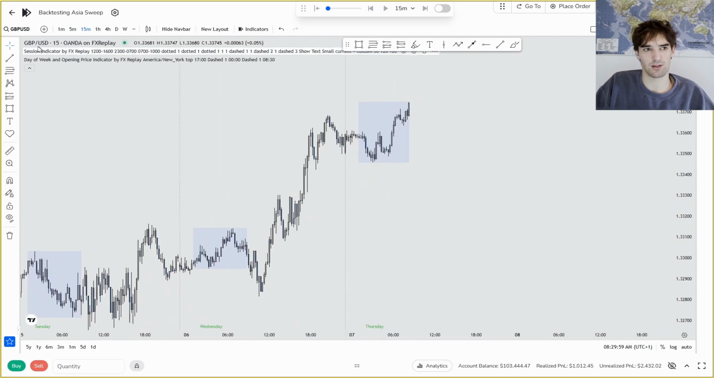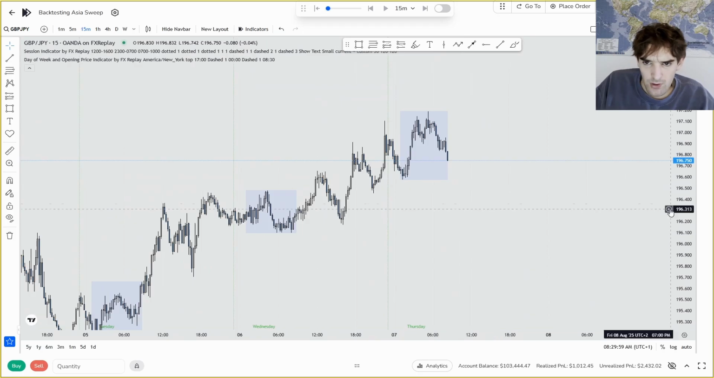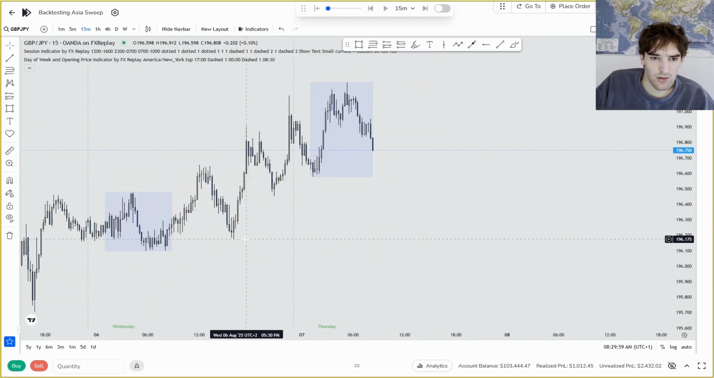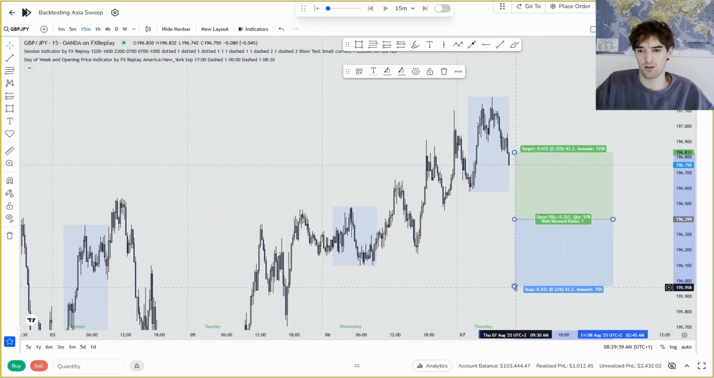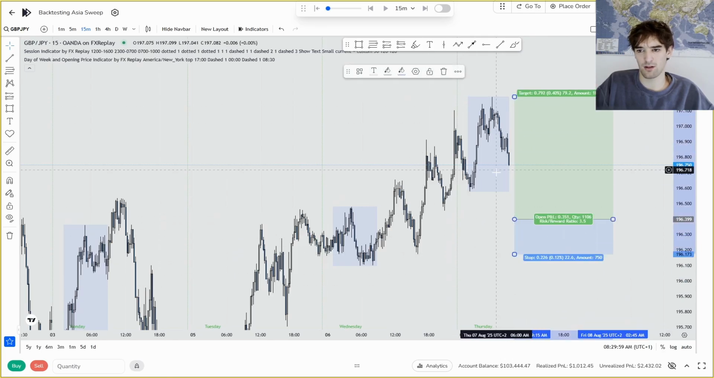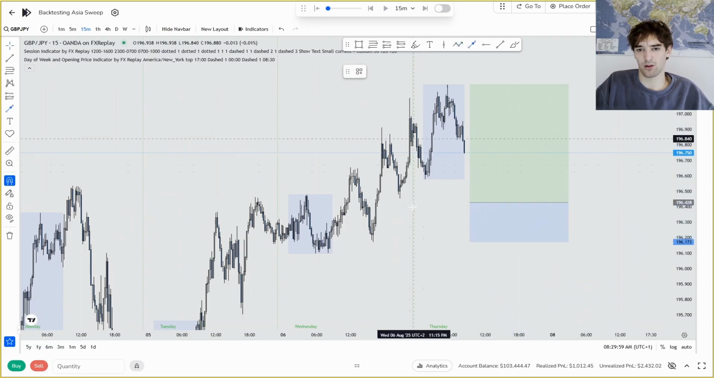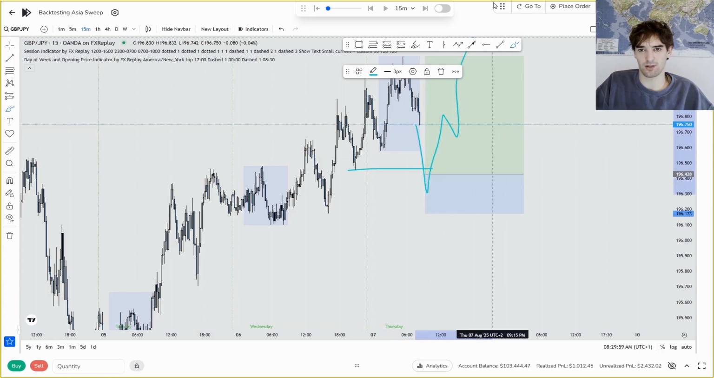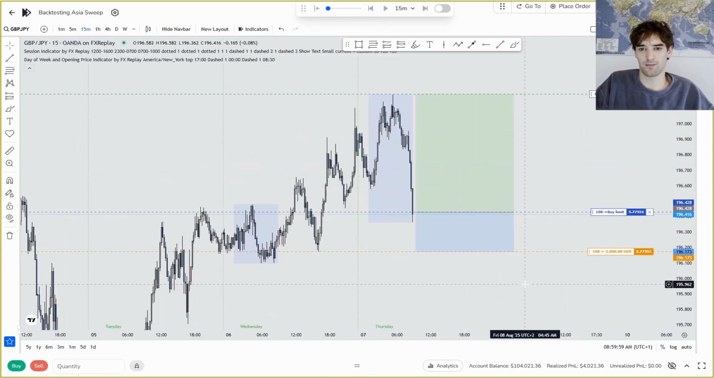GU, quite the same. GJ, we do have some clean structured lows. I would take this one. Yep, this looks good. So this low, leaving fair value gaps. Entry around here. So I expect this low to get swept, tag us in, and then move to the upside. So let's see.